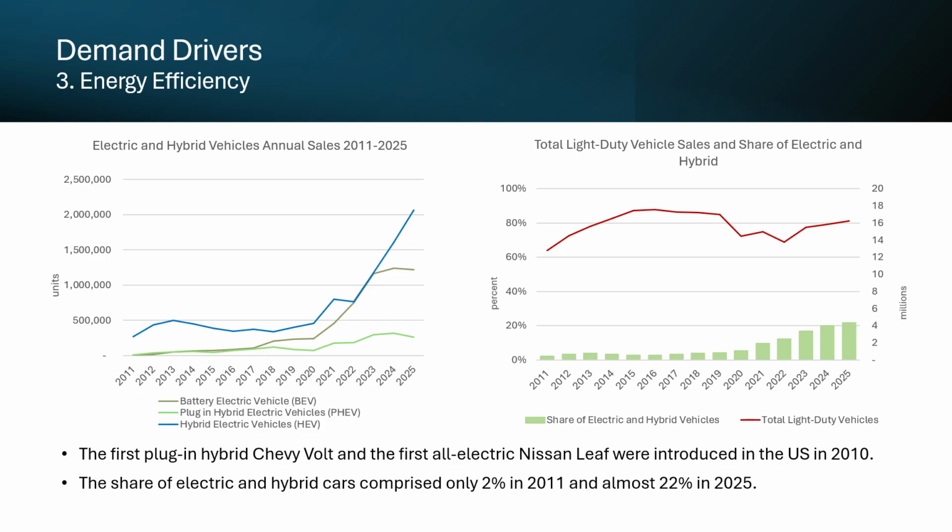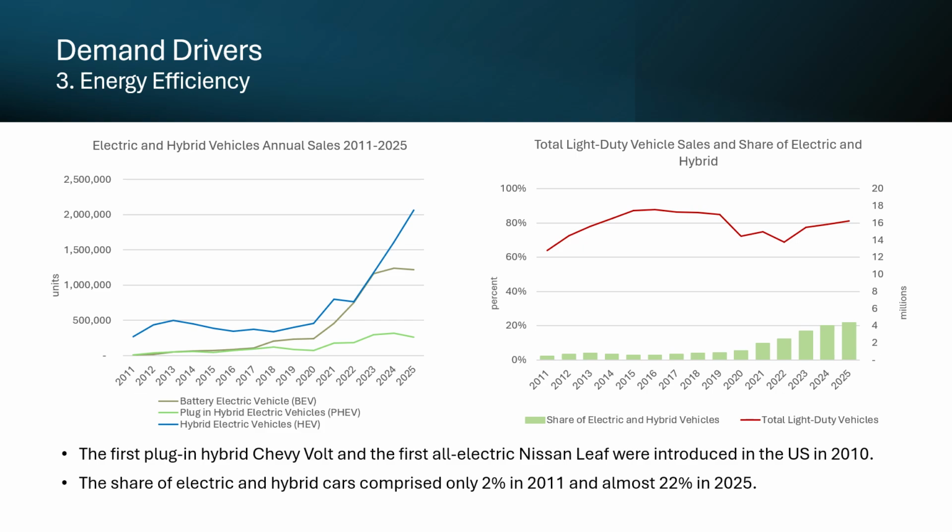The first hybrid car, Toyota Prius, was introduced in Japan in 1997 and worldwide in 2000. In the United States, the first hybrid sold was Honda Insight in 1999. In 2010, the first plug-in hybrid, Chevy Volt, and the first all-electric, Nissan Leaf, were introduced in the United States. In the early 2020s, Tesla electric cars accounted for roughly 40% of all plug-in electric cars sold in the United States.